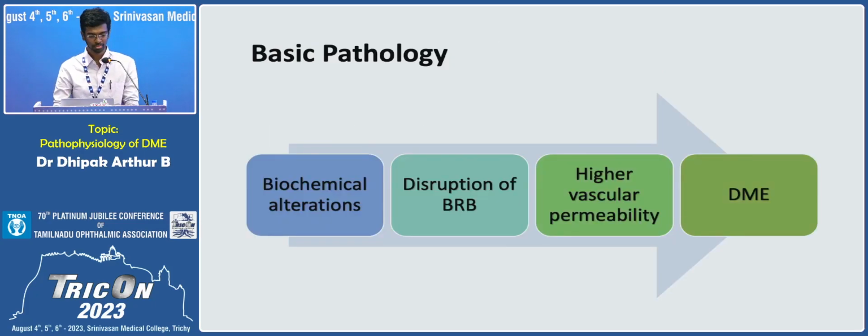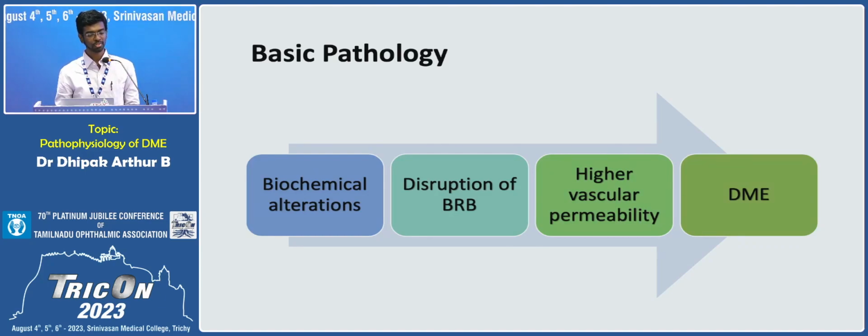This flowchart summarizes my entire presentation. Let us go in the reverse direction. First, we have diabetic macular edema, which is fluid collection. So where does this fluid come from? The fluid is leaking from somewhere, and the only way fluid can come into the eye is through the blood vessels. So something happens, and this fluid is coming into the extravascular compartment.